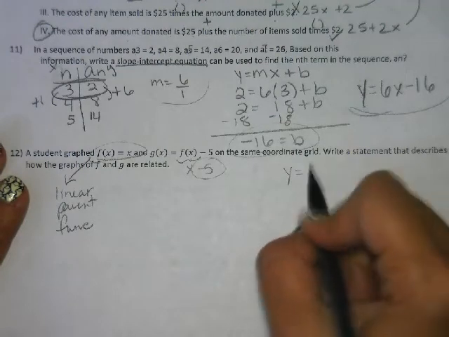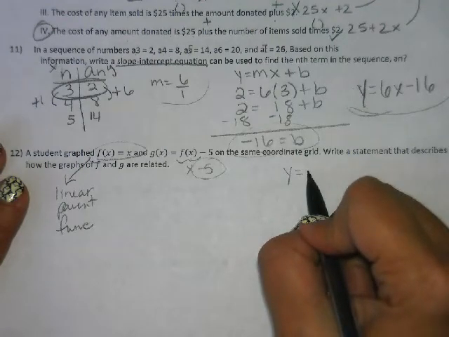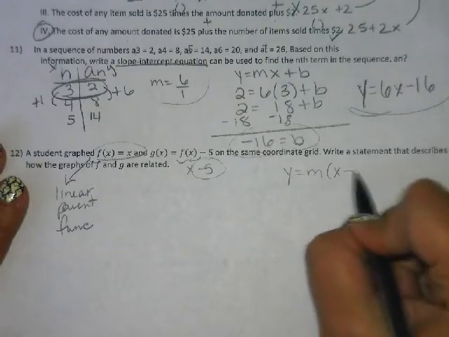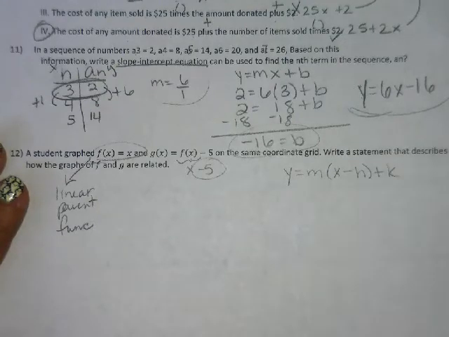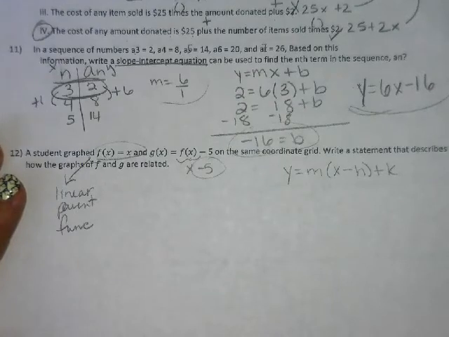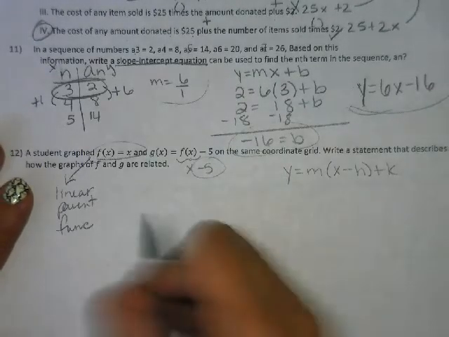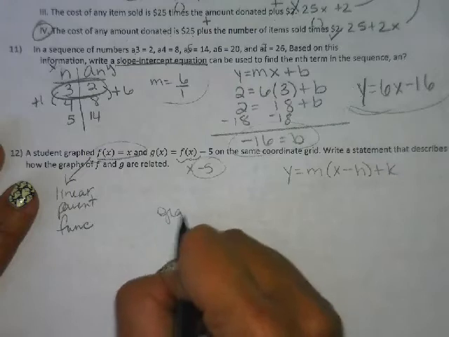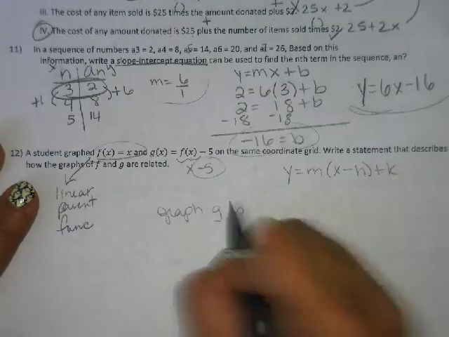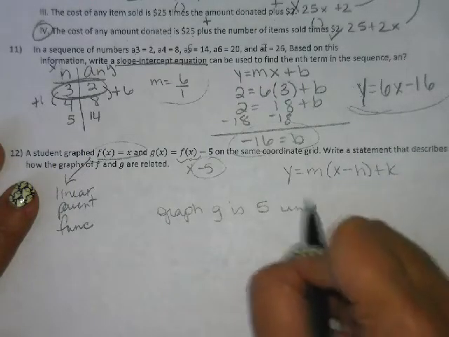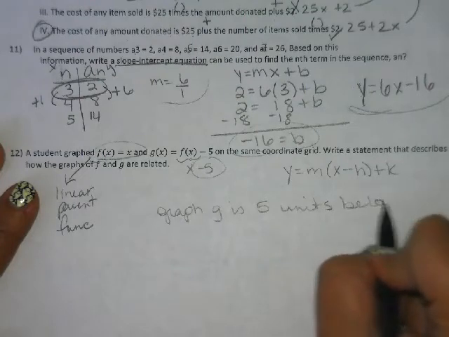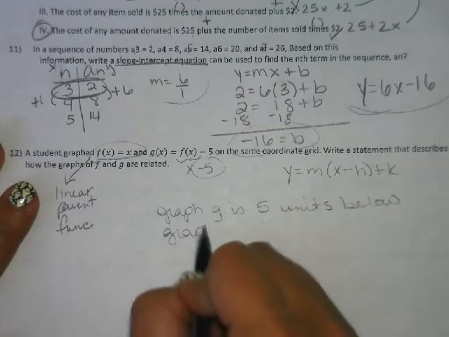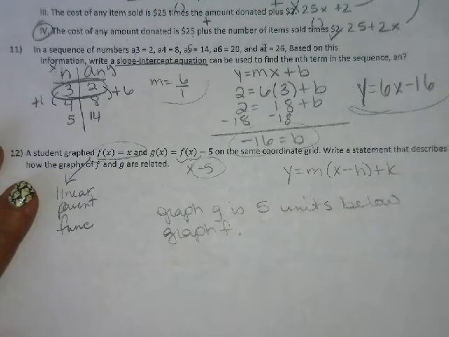So remember we have x minus h plus k. We don't have any parentheses, so no inside changes and all of that. So this should say that graph g is 5 units below graph f. And if we wanted to double check that again, we could go to our calculator and graph them both.